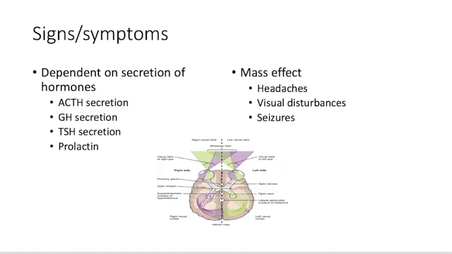Here's an example of that mass effect that happens related to the visual disturbances related to that optic chiasm. So if you're looking for mass effect, you're going to be looking at headaches, visual disturbances related to that compression and issues with the optic chiasm, and then anything within the brain, remember, can cause seizures.